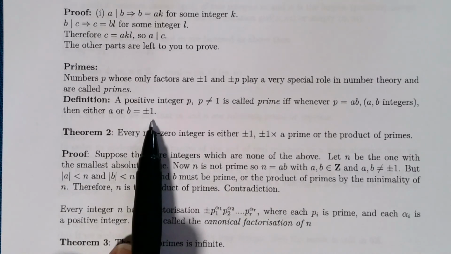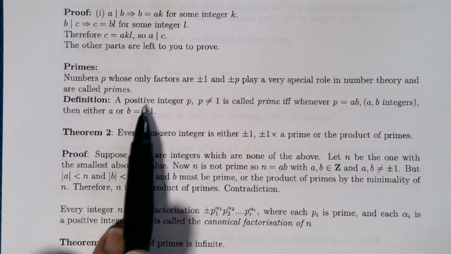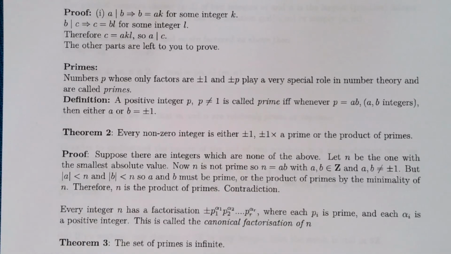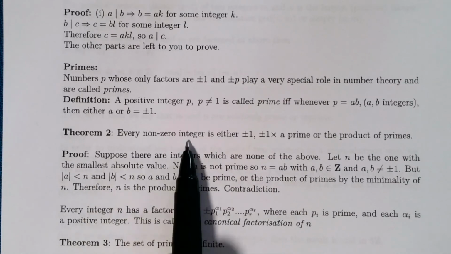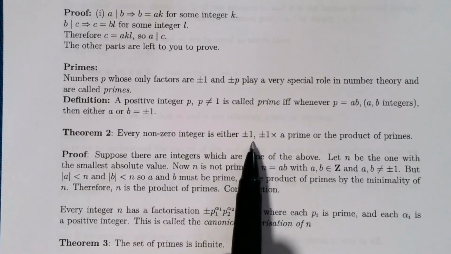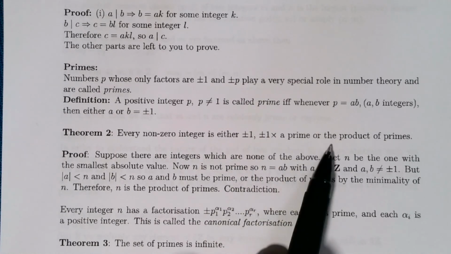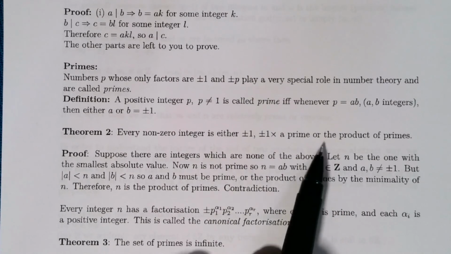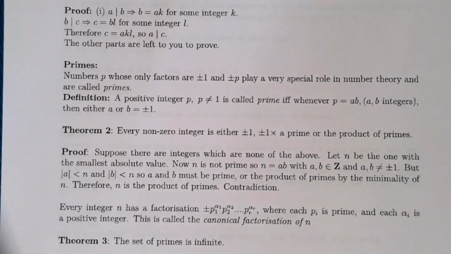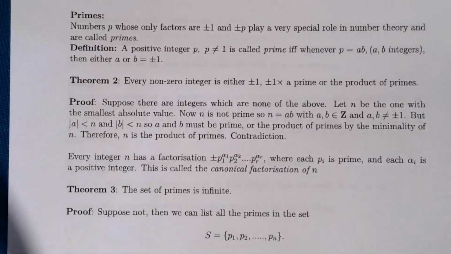That is, these numbers do not factorise in any sensible way apart from one of the factors being plus or minus 1. A non-zero integer is either plus or minus 1, or plus or minus 1 times a prime, or a product of primes. And this is a very important basic fact about prime numbers and about the integers.